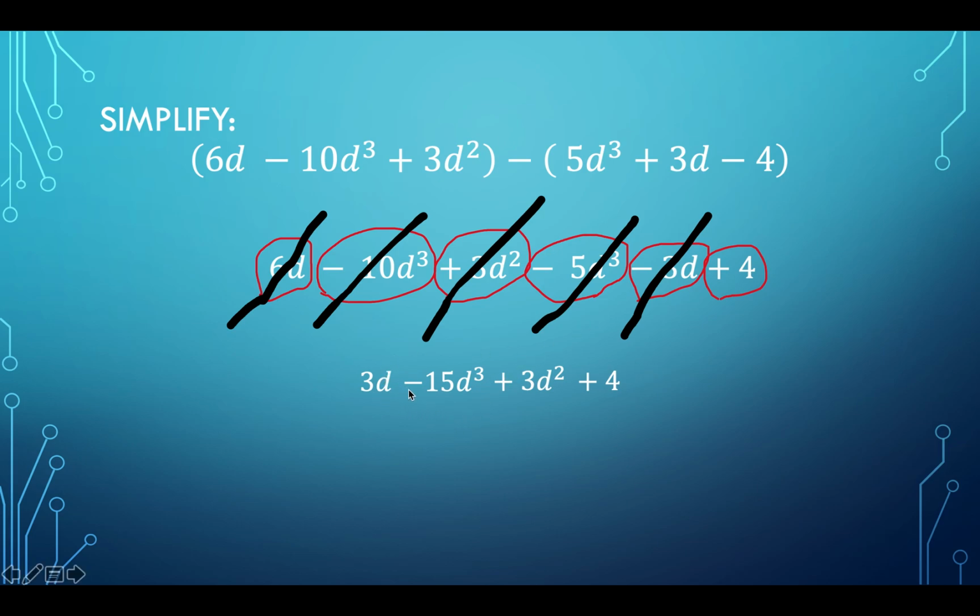No. Why not? Because they're not in standard form. Our exponents need to go from greatest to least. So we just have to rearrange them. When we do that, we get negative 15d to the third plus 3d squared plus 3d plus 4. And now this is our final answer. The previous line is like 95% of the way to the final answer. The only reason it's not your final answer is because it's not in standard form.